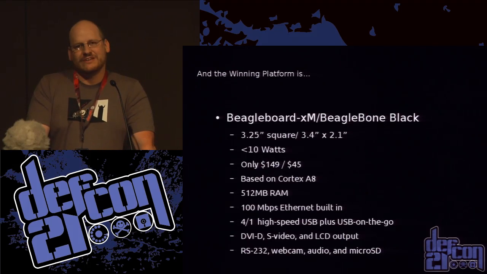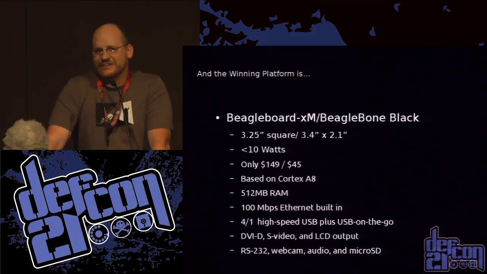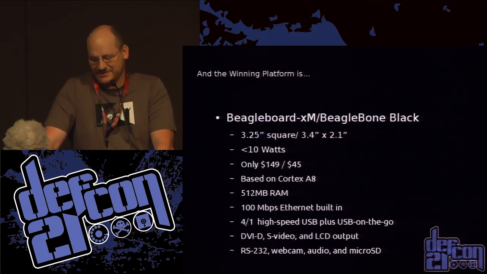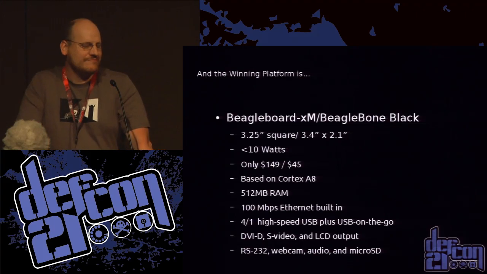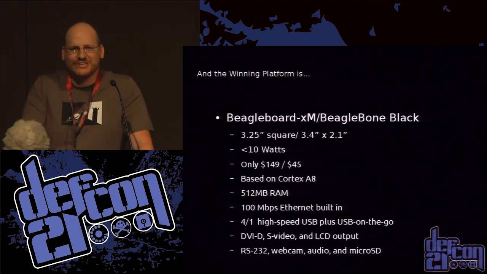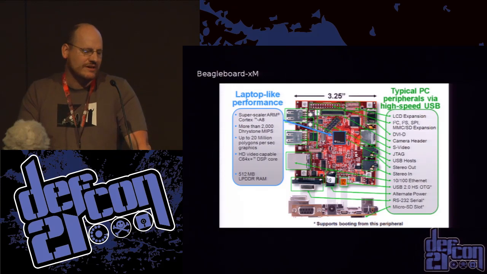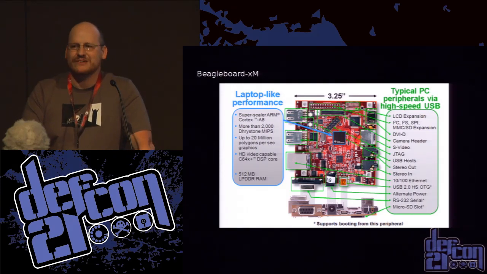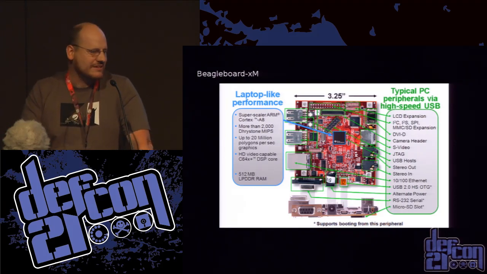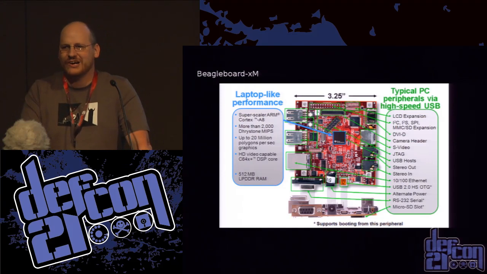Pretty cheap stuff. BeagleBoard XM, $149, and the BeagleBone Black lists for $45. And you can actually buy it for less than list price, unlike some other devices out there. Half a gig of RAM, networking, USB, DVI-D output, all that good stuff, right? So here's a little picture of the BeagleBoard XM. This is stolen off the BeagleBoard website. It gives you some of the specs. You can see it's 3.25 inches square. It's pretty small.